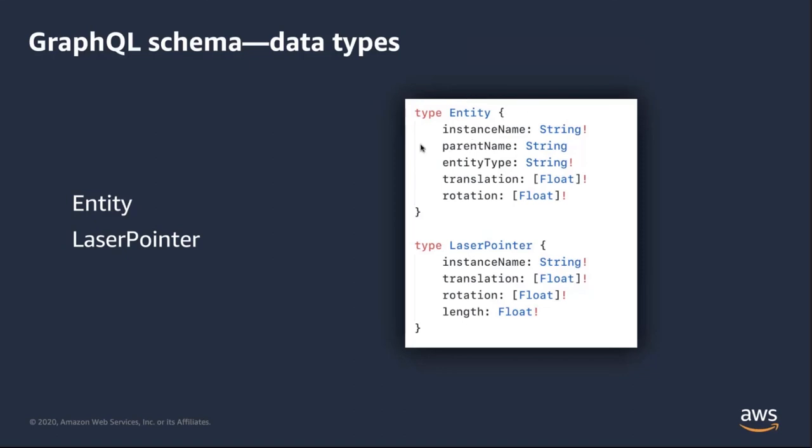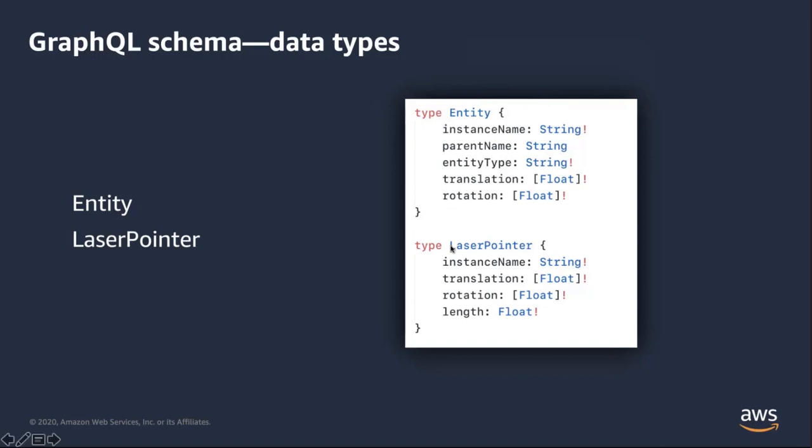A little bit about GraphQL here. It's a very declarative kind of language for defining your APIs. What this is saying is that instance name is a string, and the exclamation point indicates that it's required. So whenever you get an entity object from AppSync, it will always have an instance name. Contrast that with parent name, which is also a string but has no exclamation point. That indicates it's an optional value that may or may not be there when you get an entity reference. And then, as you might guess from the translation and rotation properties, the square bracket indicates that it's an array of float values, an array of numbers.